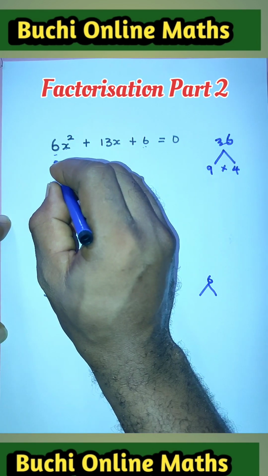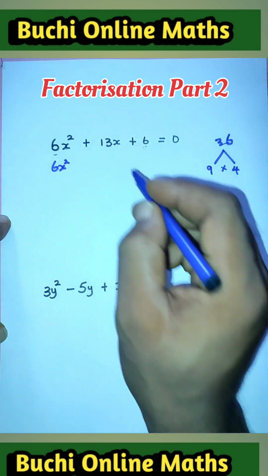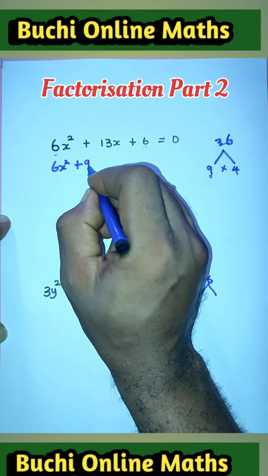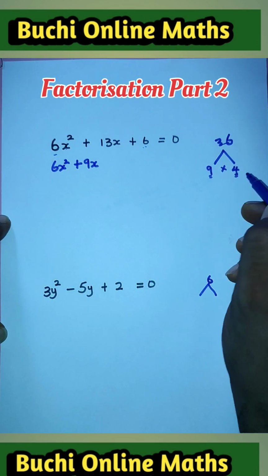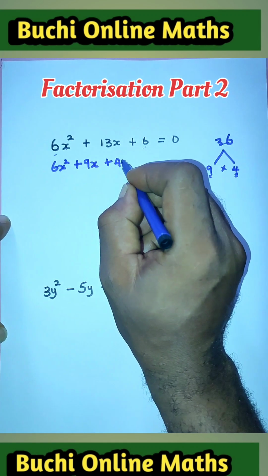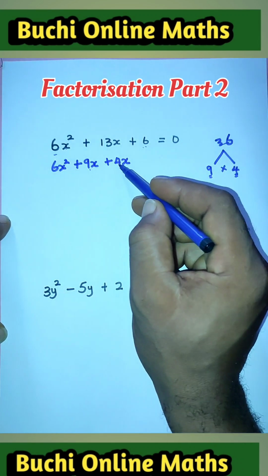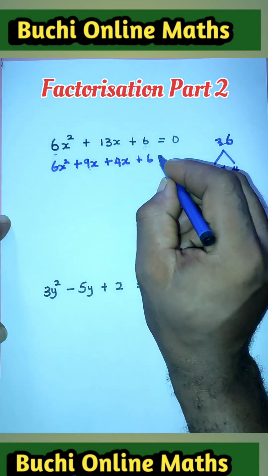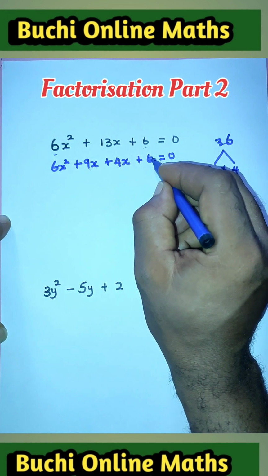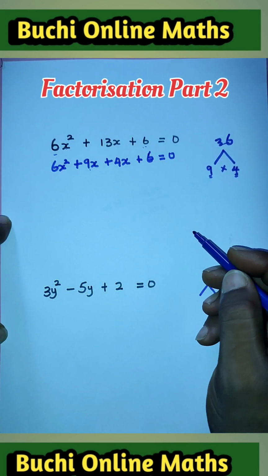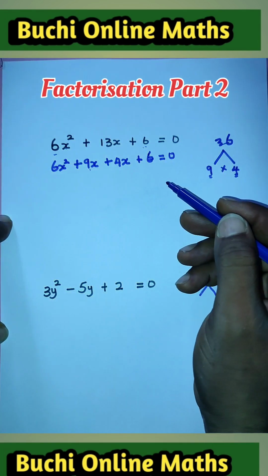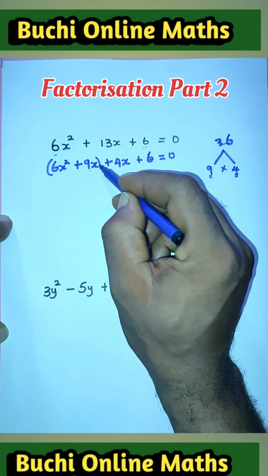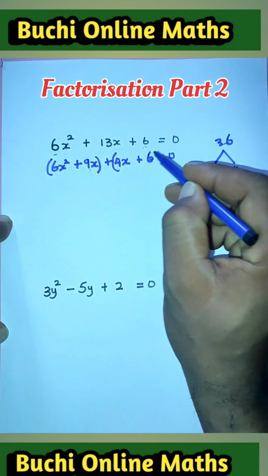So here we put down 6x squared, then plus 9x instead of 13x, plus 4x, okay? You see that 9x plus 4x will give us 13x, then plus 6 equals 0. Now, next thing is to group them in two brackets such that each bracket will have a common factor.